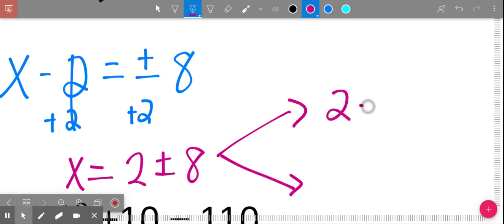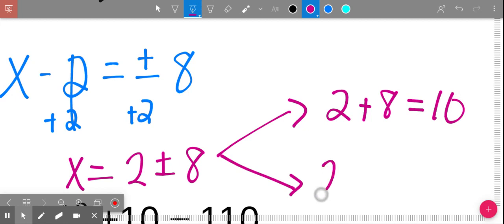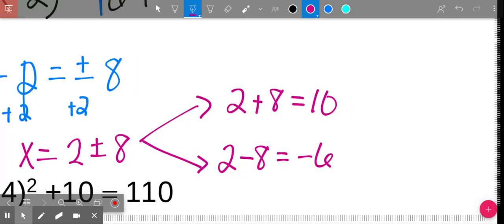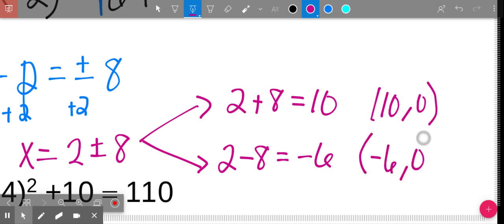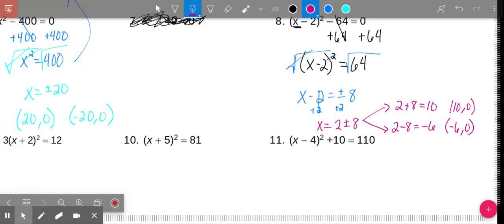And we'll have 2 plus 8 equals 10, and then 2 minus 8 gives me negative 6. So my solutions are going to be (10, 0) and (negative 6, 0). All right.